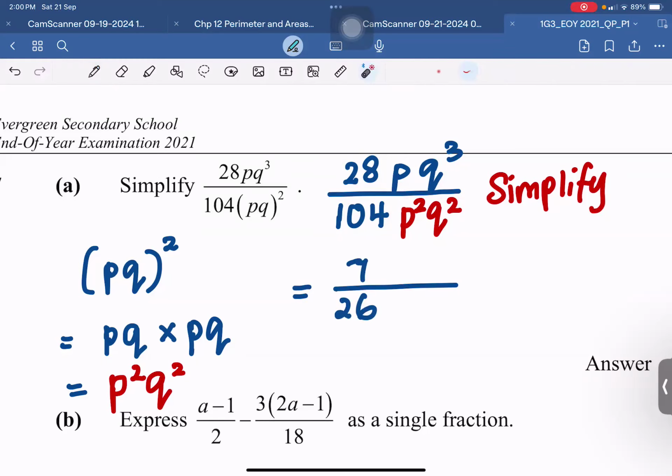Then we check the next one. p and p squared. On top we have 1, bottom we have 2 of them. I cancel away one of them. What am I left with? So it's p over p times p. Cancel, cancel. I'm left with one p, and it's at the denominator.